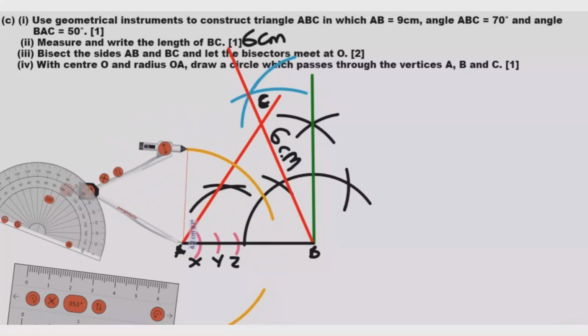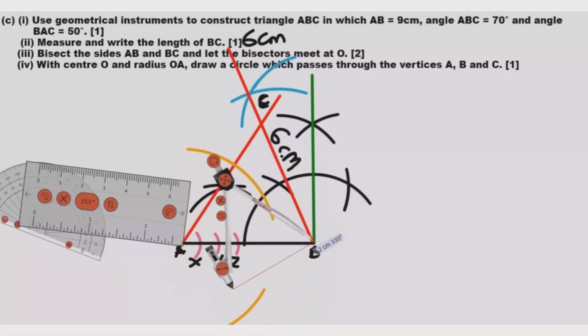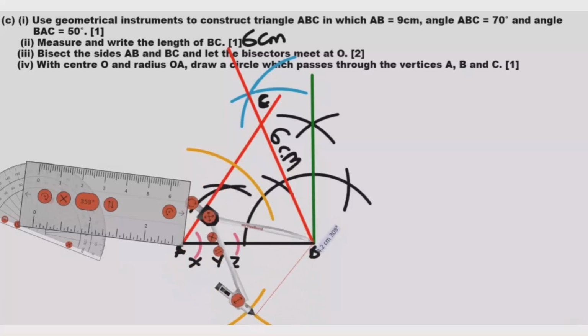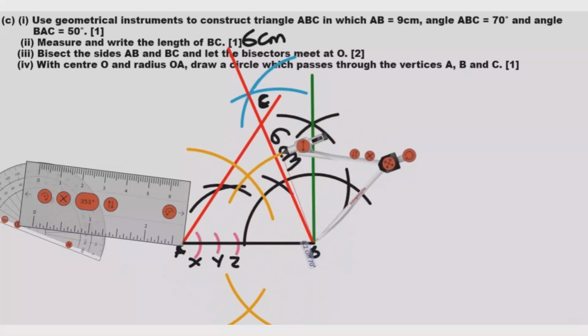Okay, now once we have done that, what we can do is change the position of the compass. We put the compass now on B and we draw the arc like that, and then we also draw an arc here like that.